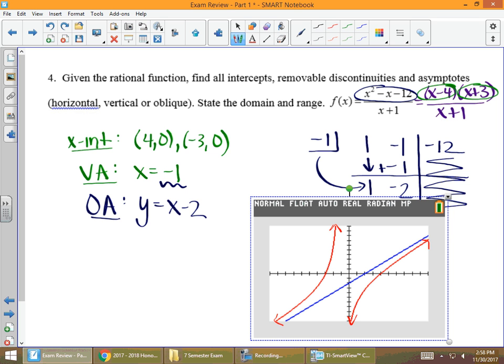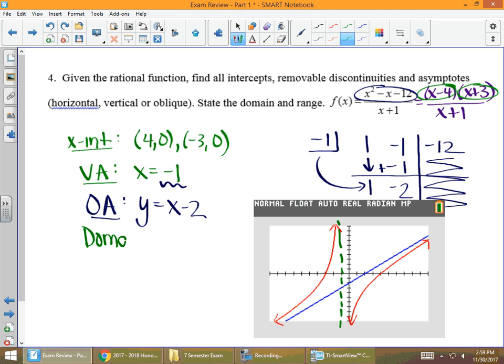I like these. I know that my range is all real. My domain, here's my vertical asymptote, and that's the only place that I'm excluding here. So domain, all reals, but x cannot equal -1, or negative infinity to -1, -1 to infinity. Range, we said all reals.